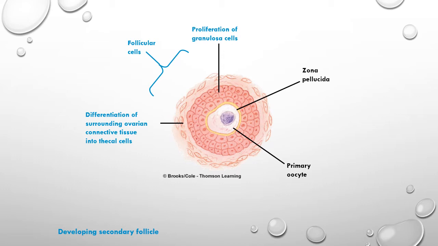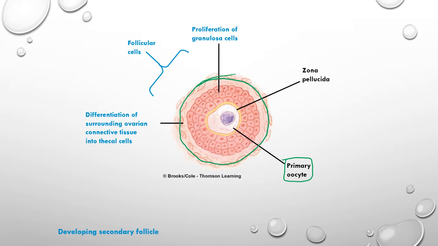Quick little review here of our secondary follicle as it's beginning to develop. And so inside here, we have our oocyte. So we have our primary oocyte inside the follicle. The follicle itself is surrounded by cells. And so we have this growing follicle that is inside there.